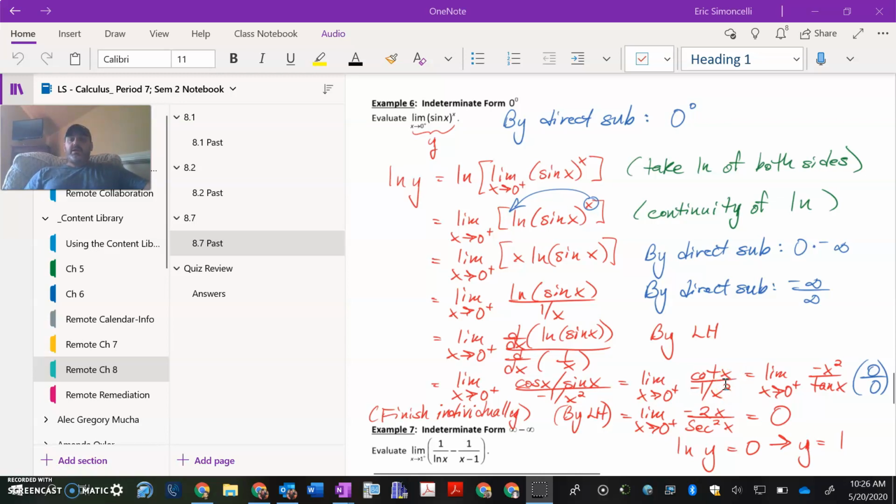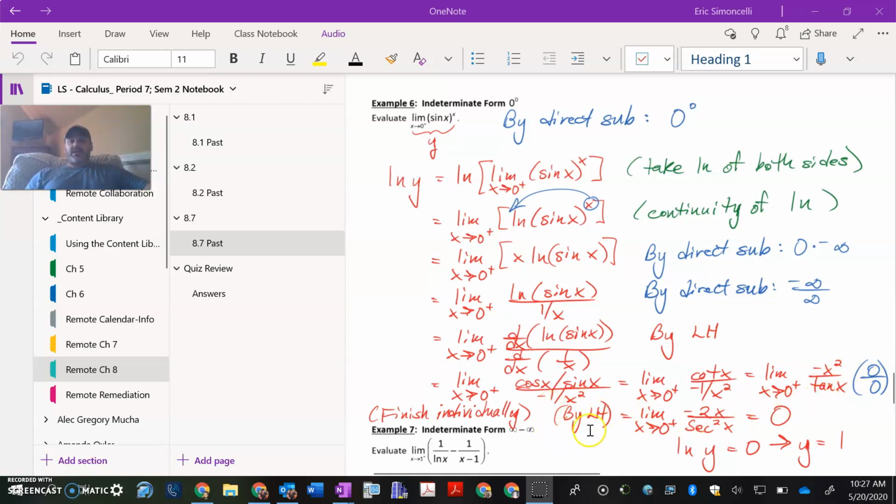First rewriting this, because cotangent is 1 over tangent, I can rewrite it like so, and I can also take negative 1 over x squared multiplying by its reciprocal, so this is the fraction that takes shape. Before I apply any more L'Hopital's rule, you can see I plugged in 0 here and here, so we've got an indeterminate form technically here. We still can't find the limit.